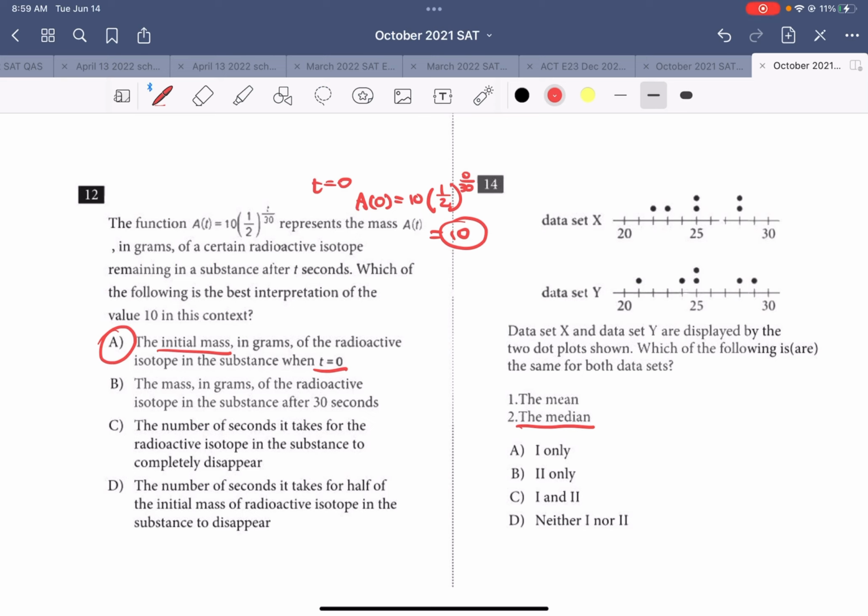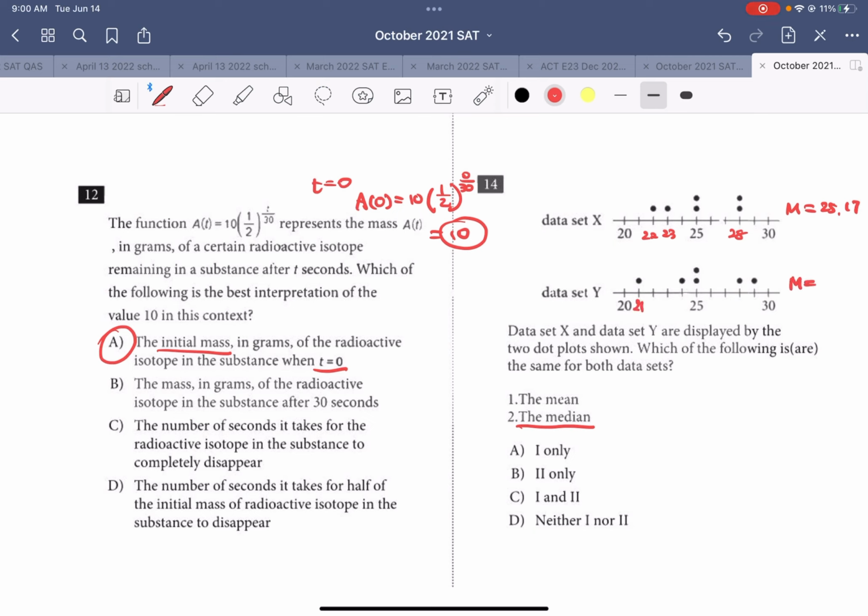Now when you talk about mean, you actually have to calculate it. You can see this one is 22, 23, and this one is 28. So when you calculate the mean here, 22 plus 23 plus 25 times 2 plus 28 times 2, divided by 6, will give you 25.17.